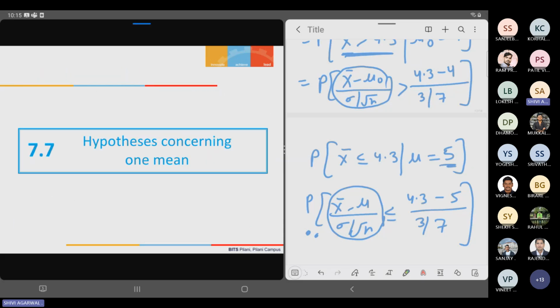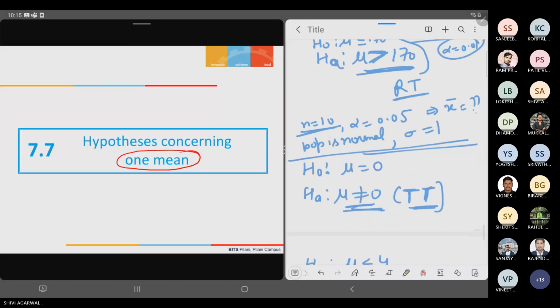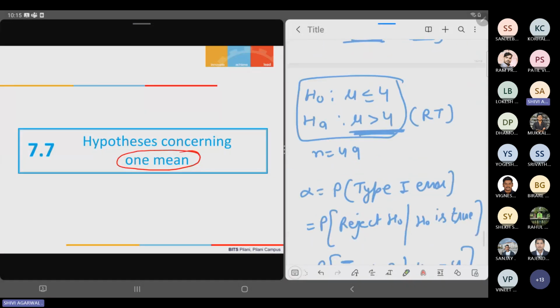Now section 7.7, when we are talking about the hypothesis testing of one mean. One mean means we are talking about mu. Some parts we have already done, like mu less than or equal to 4, mu greater than 4. We are always talking about mu here. All the examples I gave you were for mu only. So the same thing we will do here.